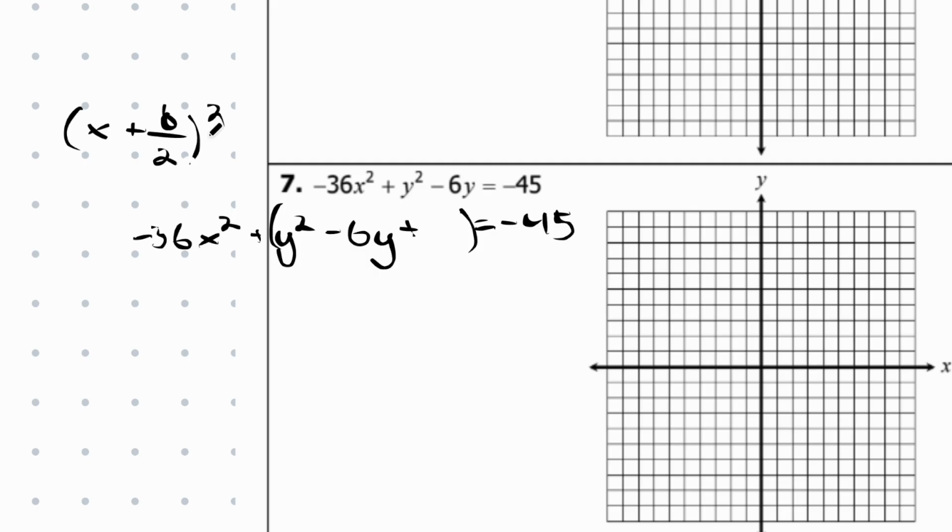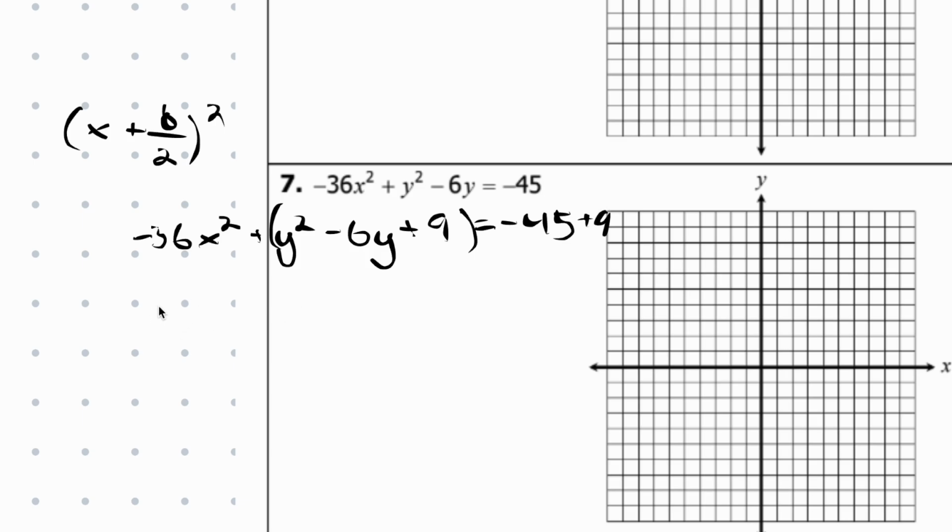So that means when we FOIL this out, our c value is going to be equal to b over 2 squared. And so our b value is 6. So 6 over 2 is 3. Sorry, b value is negative 6. Negative 6 over 2 is negative 3. Negative 3 squared is 9. So we're going to add 9. But we need to add 9 to both sides.